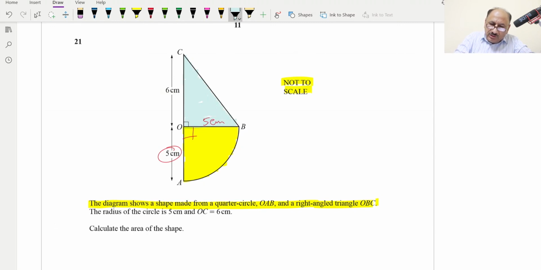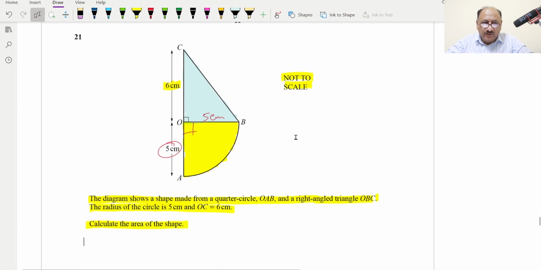So we have two shapes. One is triangle, right angle triangle. The other one is sector or quarter circle. And the radius of the circle is 5 centimeter. OC is equal to 6 centimeter. This is OC. Calculate the area of the shape. So both shapes we will be calculating.